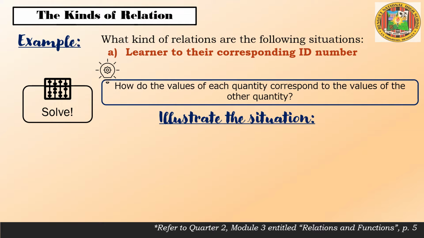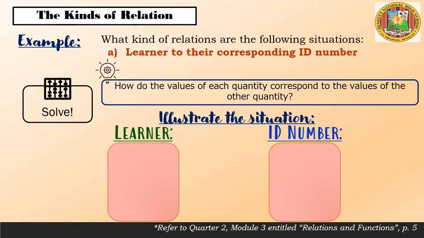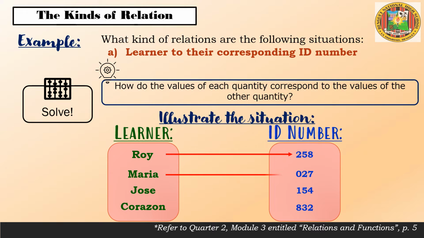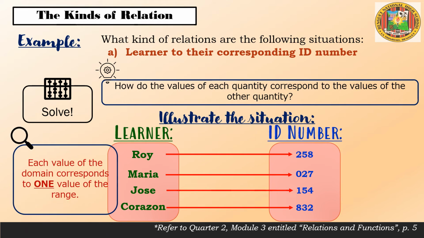First, we have the learners and the ID numbers. Each learner has his or her own ID number. Take note here that each value of the domain corresponds to one value of the range.